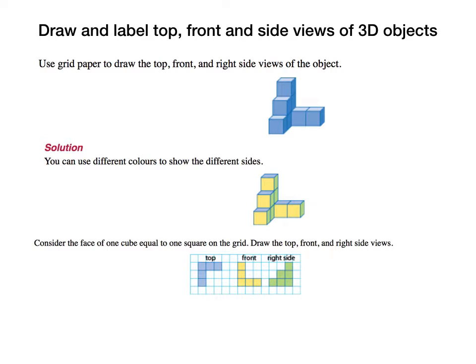And then my side view, my green blocks, I've got 1, 2, 3 green blocks attached to each other, and then I've got another 2 green blocks and 1 green block. And so that's how I would represent that 3-dimensional block shape on a 2-dimensional grid paper.